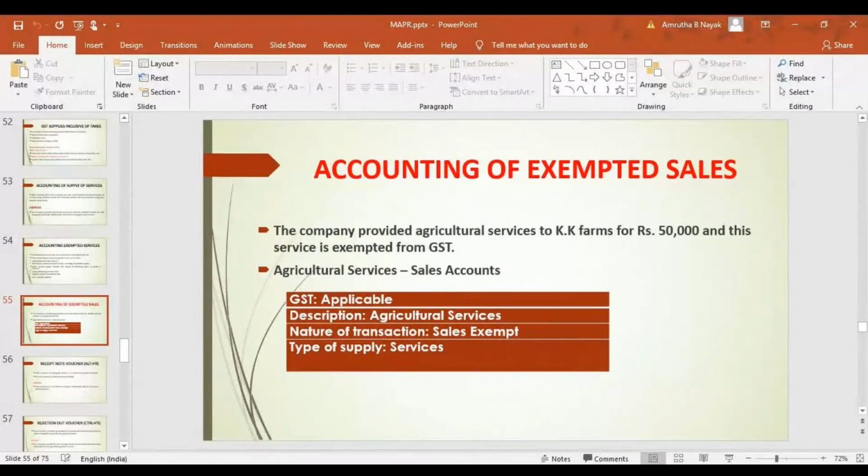So what you need to do is first create, go to sales, Alt C, to KK Farms. KK Farms. Ma'am, the PPT is visible, ma'am.